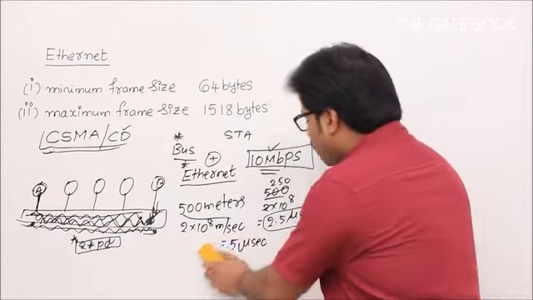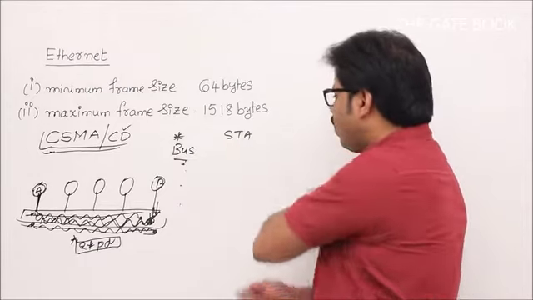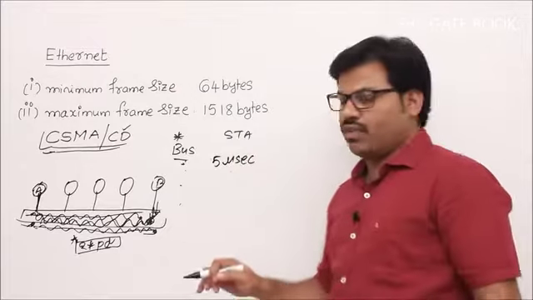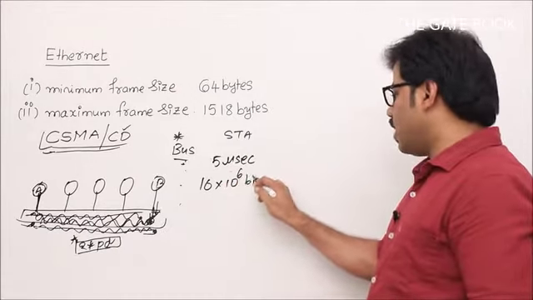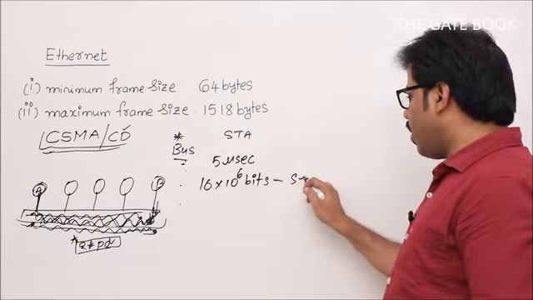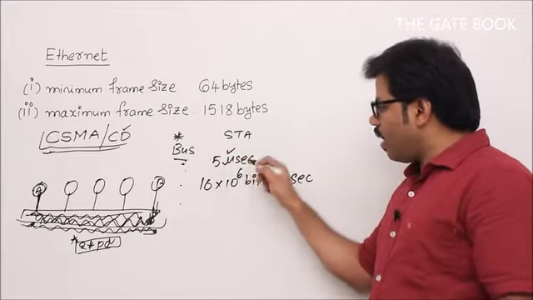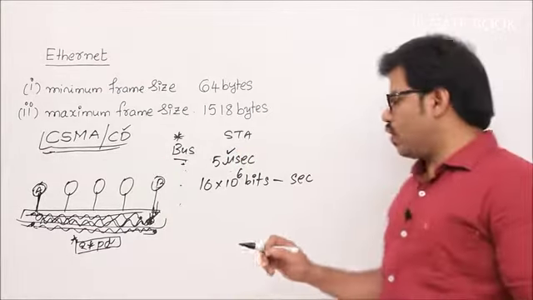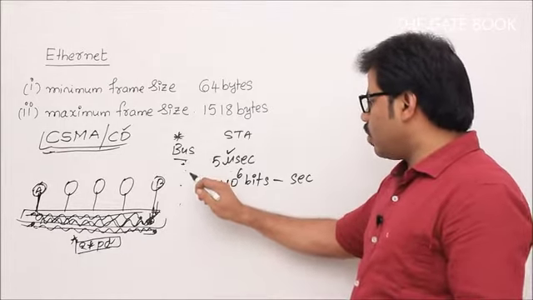Now 5 microseconds is the answer. Now if we have 10 Mbps bandwidth, within that 5 microseconds of time, how much data can we send? We will see. 10 into 10 power 6 bits you can send per second. That is the meaning of the bandwidth. What I am doing here is checking within 5 microseconds of time how much data a station can transfer at maximum. We will see how to calculate it. It is 10 into 10 power 6, right?